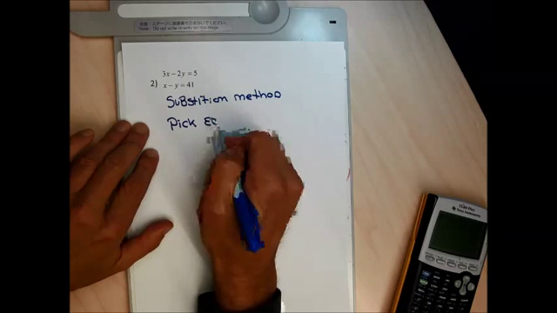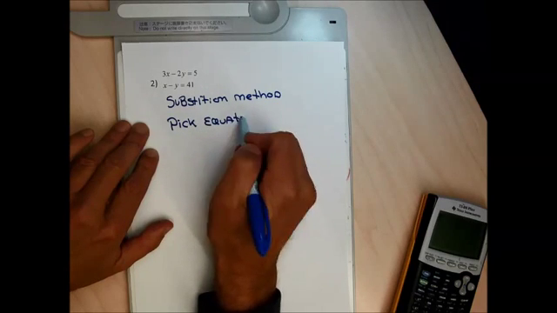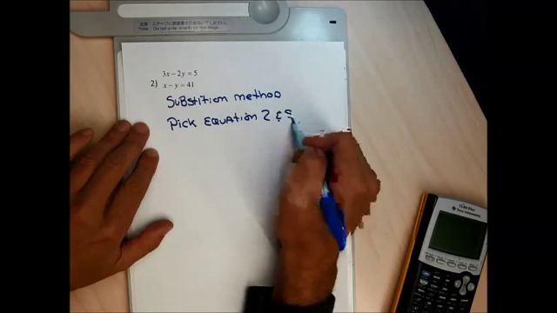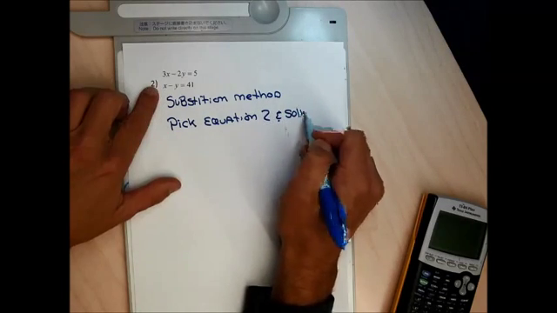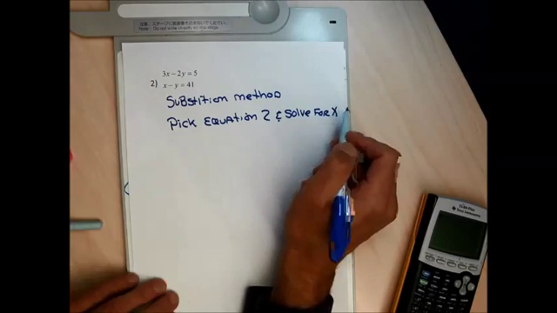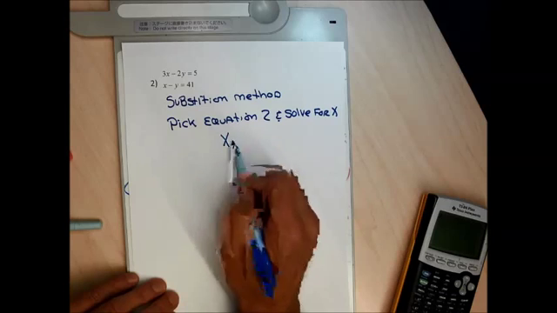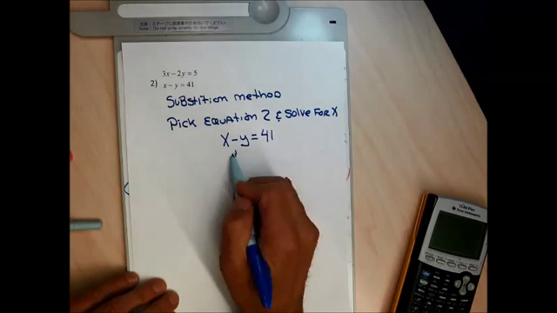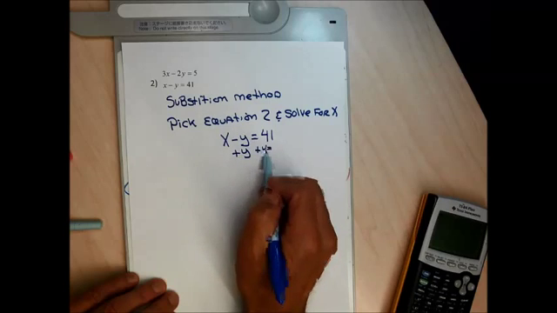The best first step for substitution method in problem 2 is to pick equation 2, the bottom equation, and solve for x, because the x in that equation doesn't have a coefficient nor a negative sign in front of it. So my first step, if I was going to solve problem 2 using the substitution method, would be exactly this. I couldn't think of a better first step.